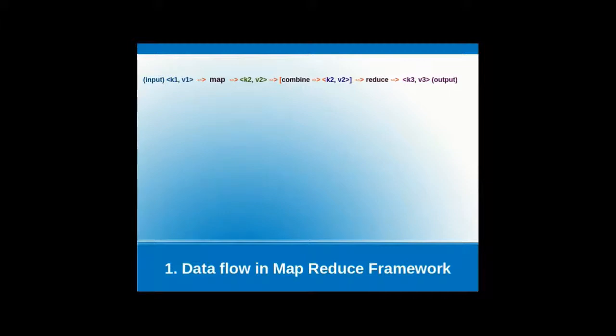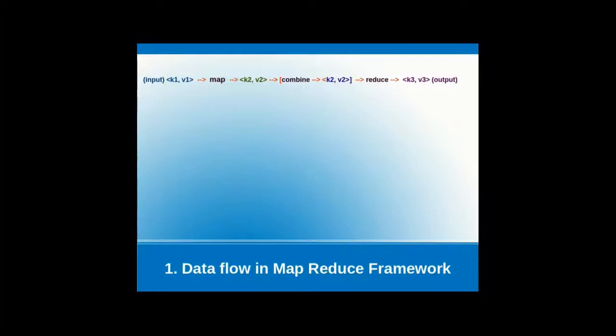as we are working with HDFS. So the output will be created on HDFS as k3 v3 key value pairs. This is how data flows from input to output in different phases. The input may be a stream, may be a file. Here we are taking a file as an example.